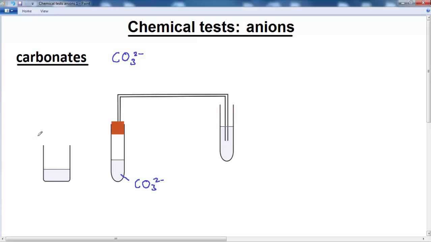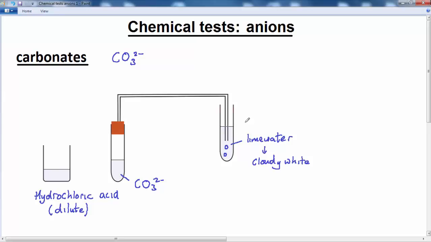For our test solution what we're going to use is dilute hydrochloric acid. Using a pipette we're going to add a few drops of dilute hydrochloric acid to this test tube. We're going to put the bung in place, and then we're going to observe that after a while a gas is released, and that gas is going to be passed through lime water. You'll notice that as this happens, the lime water turns cloudy white, which tells us that the gas being released is carbon dioxide. So there we have the first test. The test for a carbonate ion is to add dilute hydrochloric acid, and as a result carbon dioxide will be released, which can be detected using the lime water test.